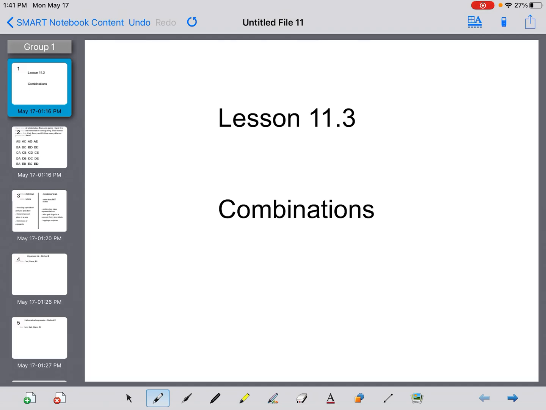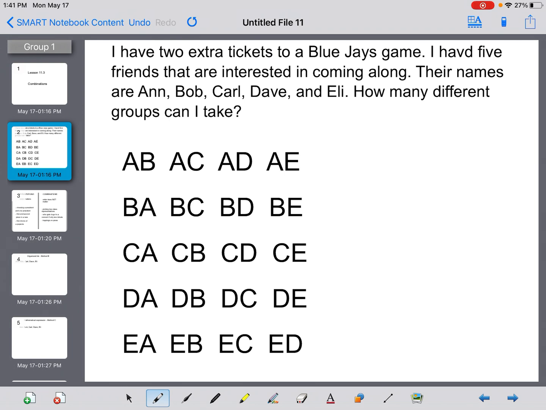So let's take a look at a question like this. Let's say I have 2 extra tickets to a Blue Jays game and that we're allowed to go to the Blue Jays game. I have 5 friends that are interested in coming along. Their names are Anne, Bob, Carl, Dave, and Eli. Notice how I just made it basically A, B, C, D, E. I am asking the question, how many groups can I take? Well, the important thing is that I have 5 friends, but I only have 2 tickets. So only 2 of my 5 friends can come.